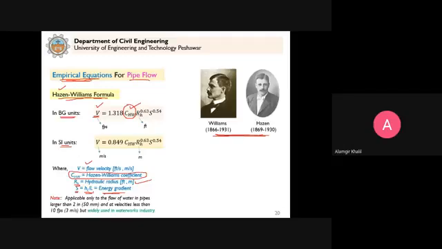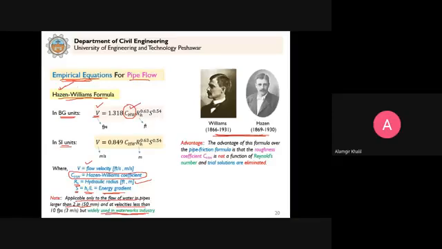Clear? This formula is applicable only to the flow of water in pipes larger than 2 inch and at velocities less than 3 meters per second. But it is widely used in the waterworks industry, the water supply industry. They widely use this Hazen-Williams formula. Clear?